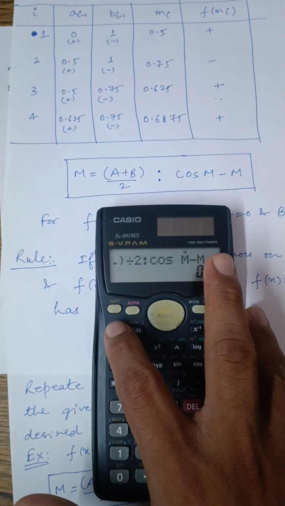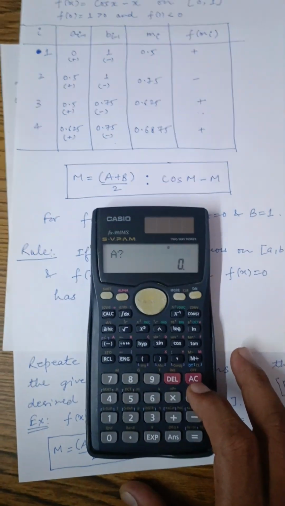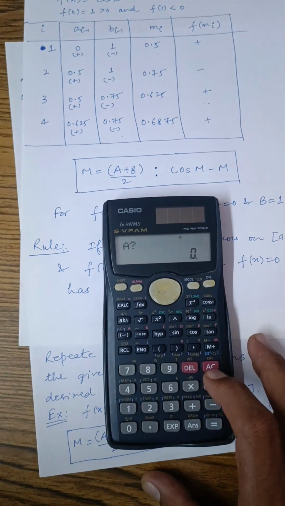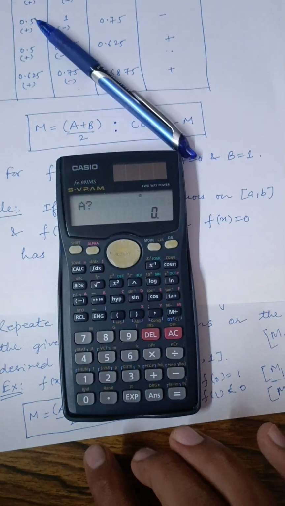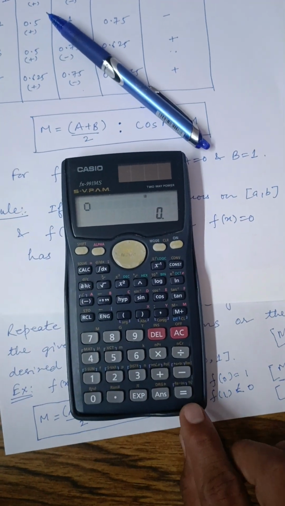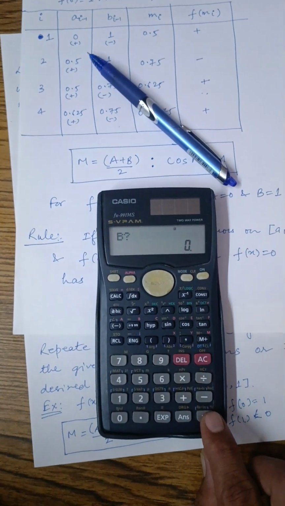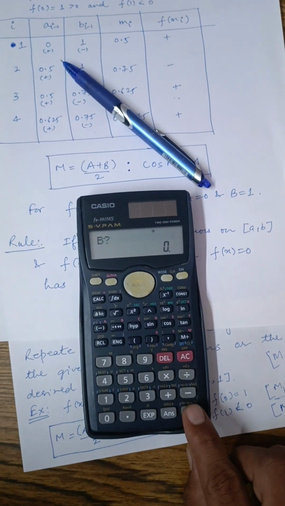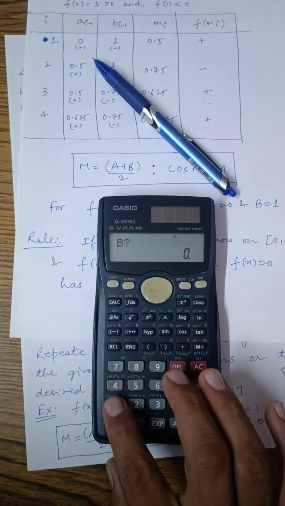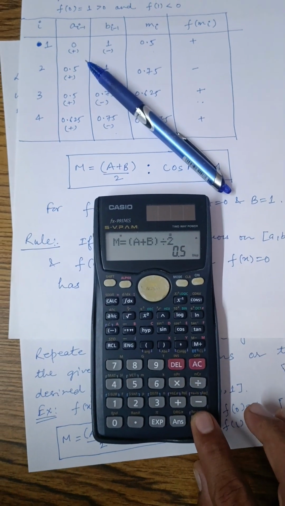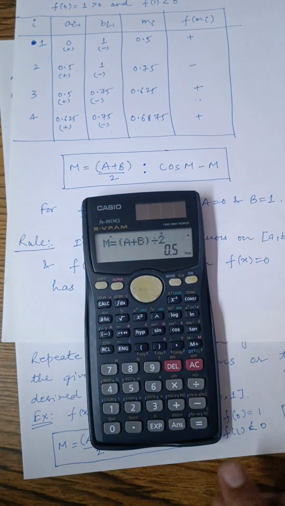Now press the calculate key. So it is asking what is the value of a. Basically a is the lower limit of the initial interval. So the lower limit of the initial interval is 0 here. You can check it. So press 0, equal to. So what is b? b is the upper limit of the first interval. So it is b naught, which is 1. Of course it is given to us, it is 1. Press equal to again. So this is the first midpoint 0.5, which we have written here.